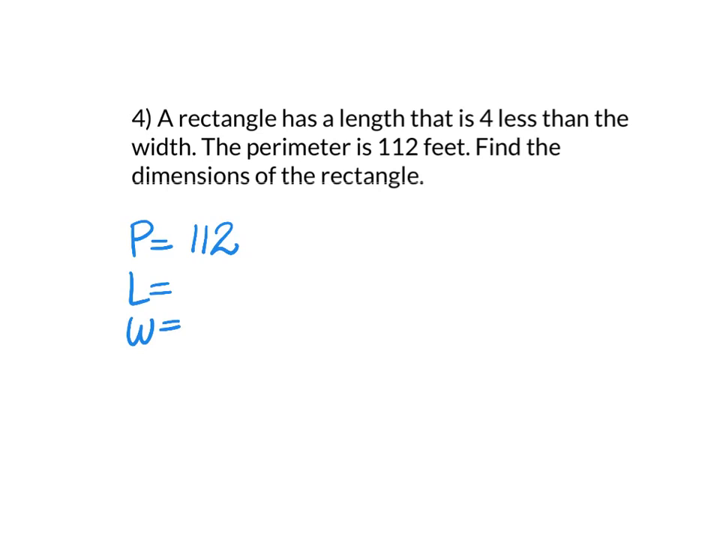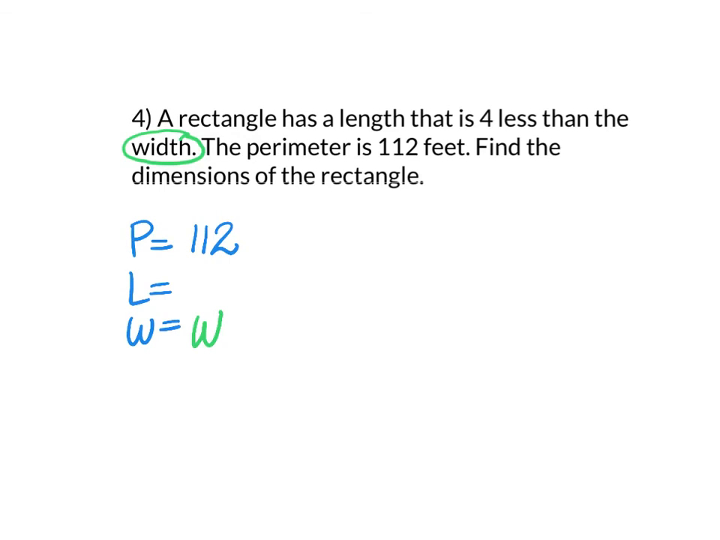Remember, I only get to use one variable, so I have to choose, do I want to use L's or W's? So let's go back to our first sentence where it says a rectangle has a length that is 4 less than the width. Again, width is mentioned at the end of the sentence, so my width will get to be W. Now, it's not always mentioned at the end of the sentence. Sometimes it's the length, but whatever is mentioned second gets to be your variable, or the letter that you'll use.